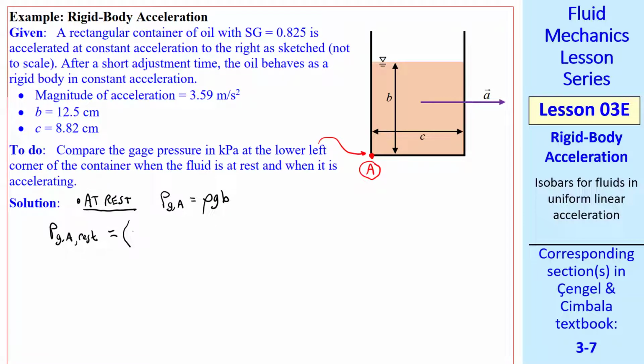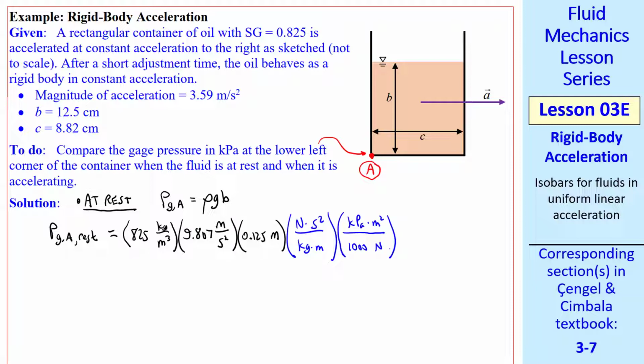P_gA at rest is thus the density times little g times b, a unity conversion factor, and another unity conversion factor. We get 1.01 kPa to 3 digits. For convenience, I'm going to combine these two unity conversion factors into one for later use. We get kPa seconds squared meter over 1,000 kilogram as the combination of these two.